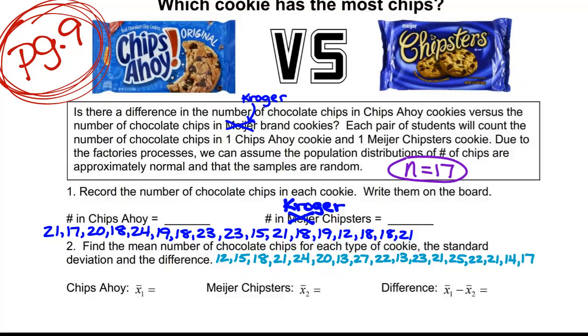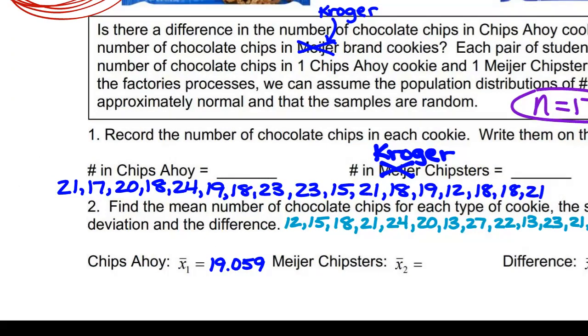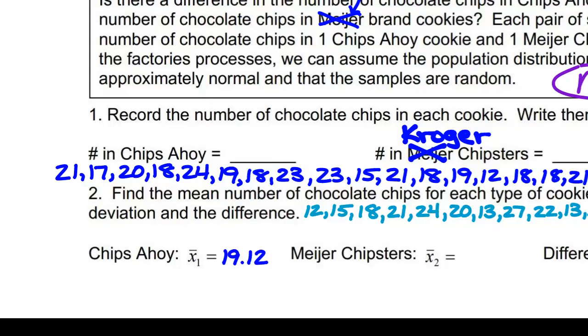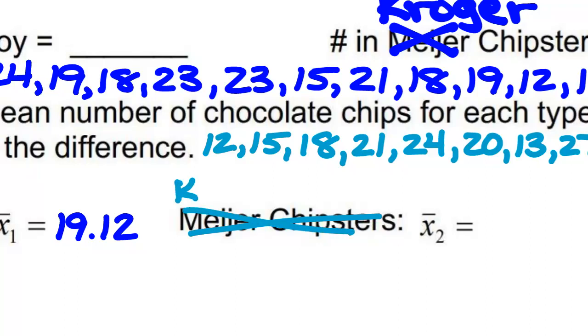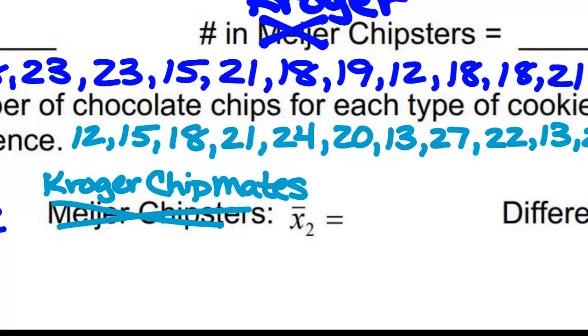I need averages for both of those. You said 19.059. Guys, I need you to double check that. I need at least 2 other people to verify that that is the average for our Chips Ahoy. You got 19.12? You probably need to get 19.12? All right. 19.12 then. And then we also need the average for the Chipsters. Or sorry, they weren't Chipsters. They were, what were they called? Chipmates. Chipmates. I like that. You said 18.53? I need somebody to verify that for me.